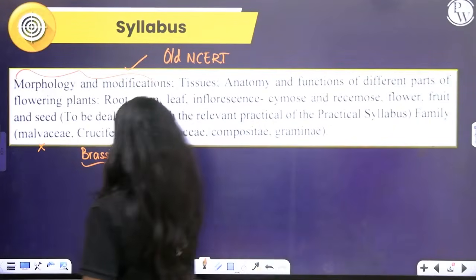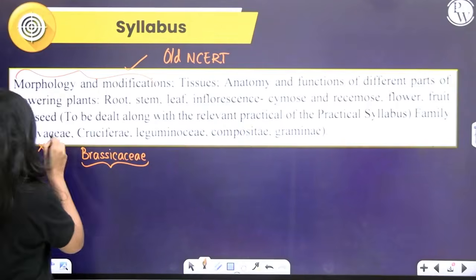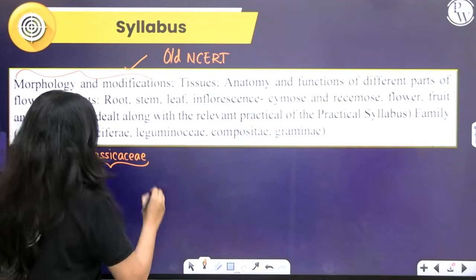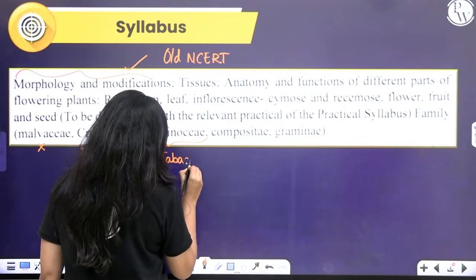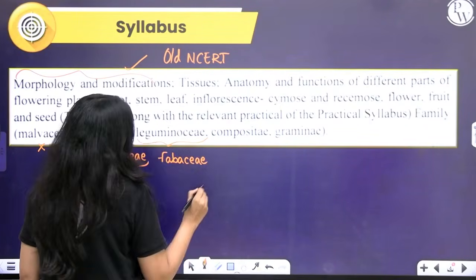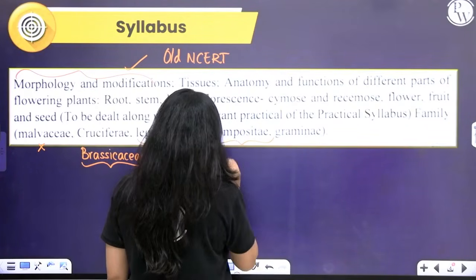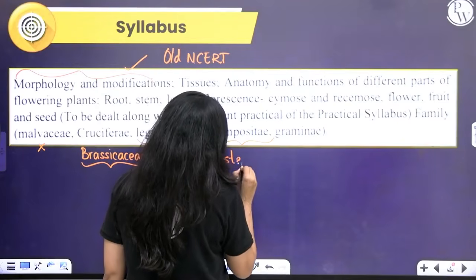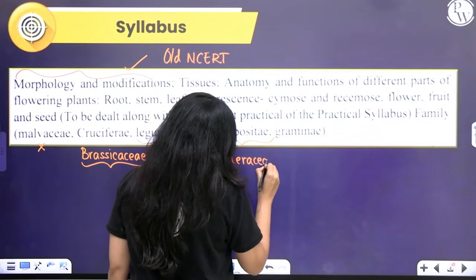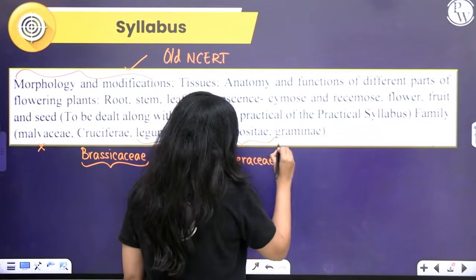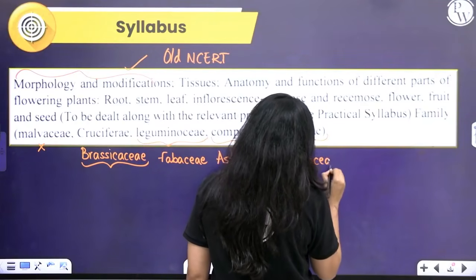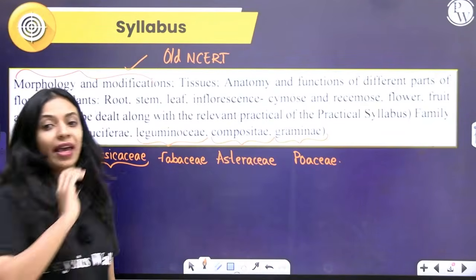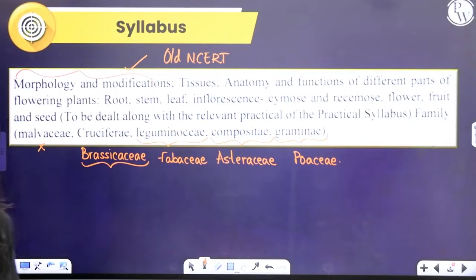So this is entirely out of NCERT. This is not there in NCERT. This is not there in NCERT. Leguminosae is nothing but our Fabaceae family, which was there in the old NCERT textbook. Compositae is nothing but Asteraceae family. This is not there in NCERT. Graminae is nothing but our grass family, which is Poaceae. Okay. So the characteristic features of all of these 5 families you have to learn.